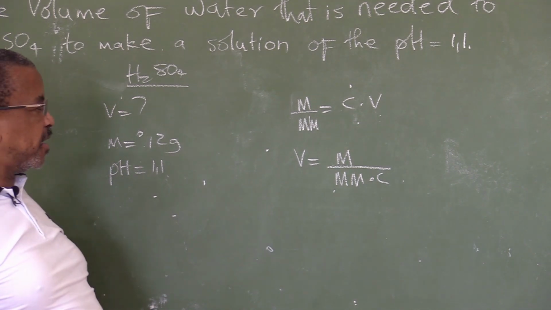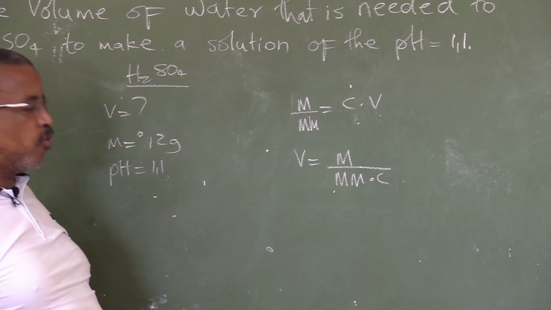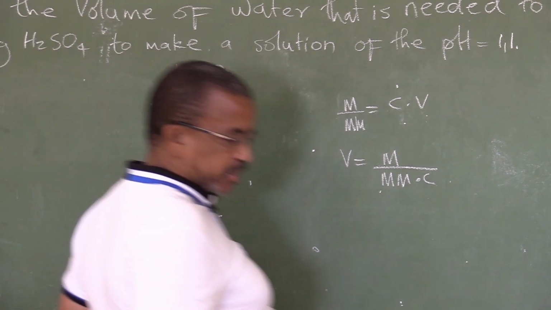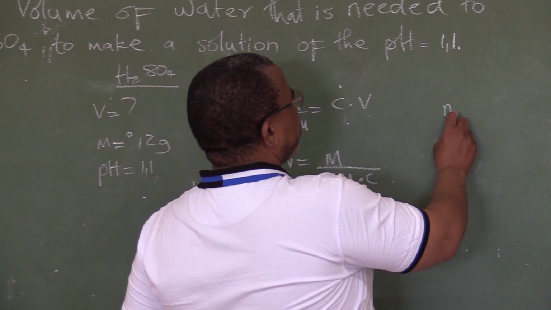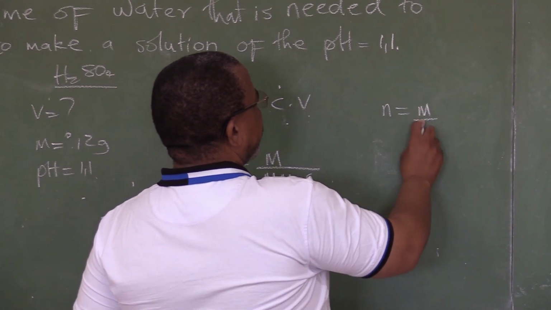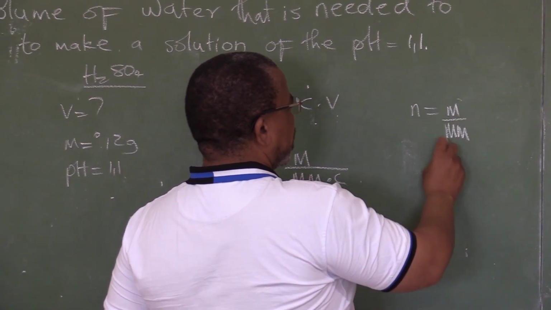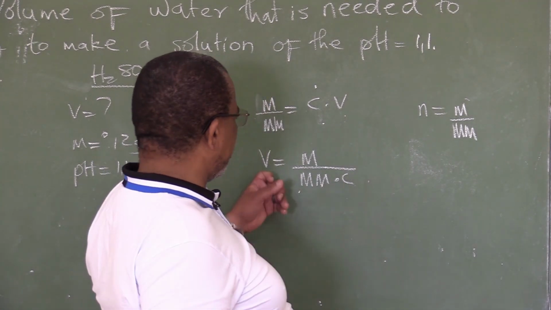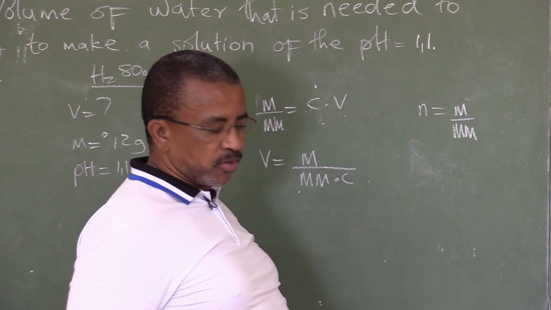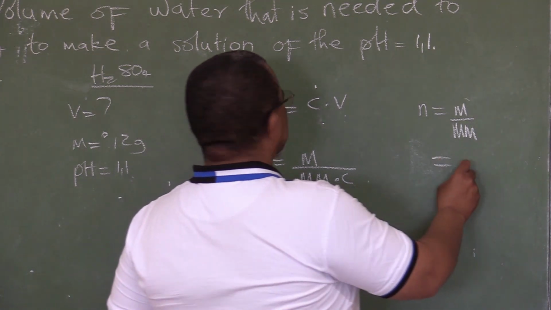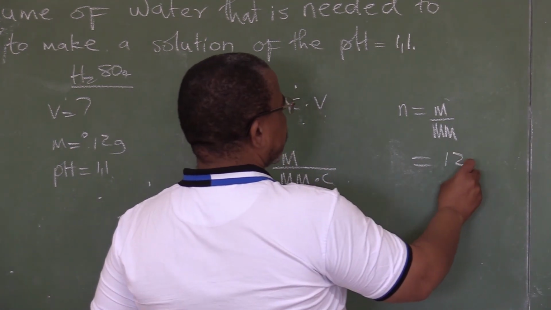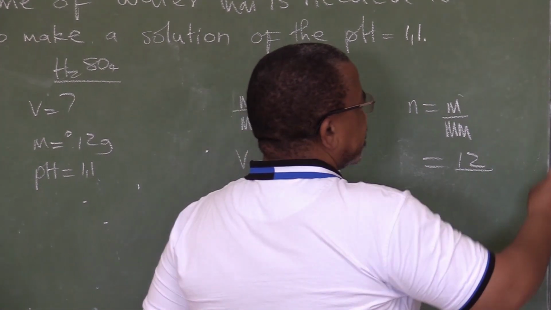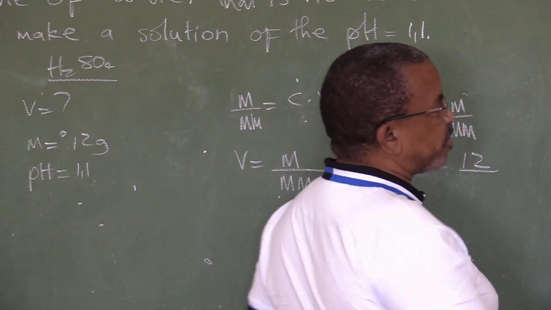Now, let us fix this first part to avoid confusion. Let us take it like this. It's a number of moles, it's mass over molar mass. Let us get that first. Once we have it, then we'll come back to getting the volume. Now, in mass, it's how much? It's 12 over the molar mass of sulfuric acid. I know it's 98 grams per mole.